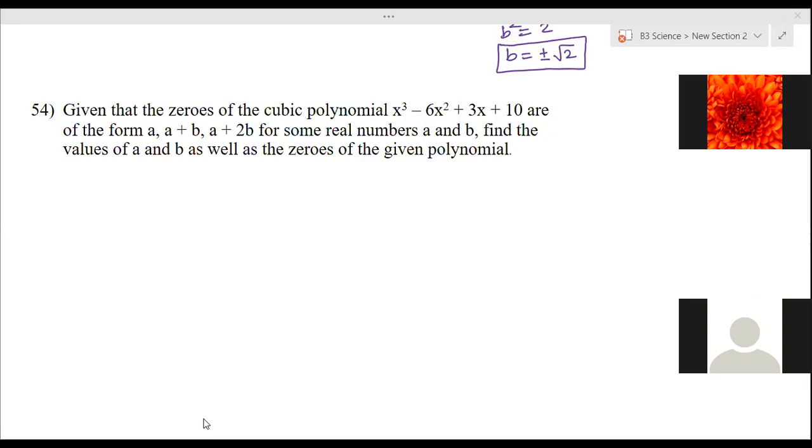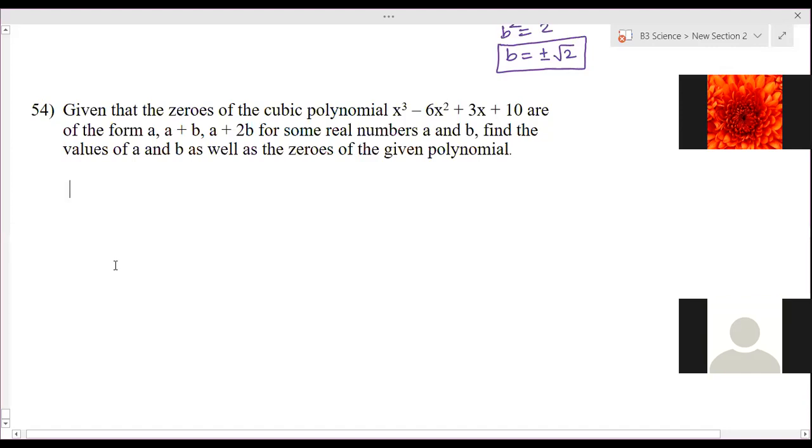Ma'am, the 55th is done. What's the answer? Ma'am, a is 1. How is it 1? Can you tell? Alpha plus beta plus gamma is equal to minus b by a, that is 6 by 2, and that is 3. So 3a is equal to 3, so a is equal to 1. Yes, right. Everyone completed the 55th one?